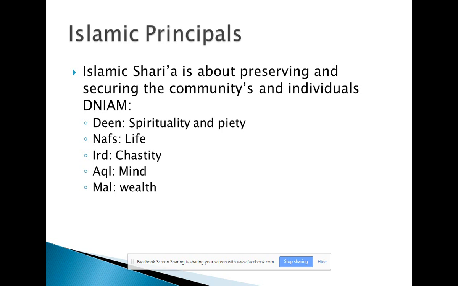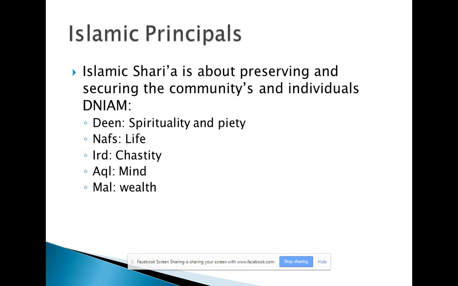Deen, to preserve the spirituality and the piety of, number one, the community, two, the individuals. Two, nafs, people's lives, the community's lives, is a second priority. Ird, preserving people's lives, the general public, their life, and also the individual's life.